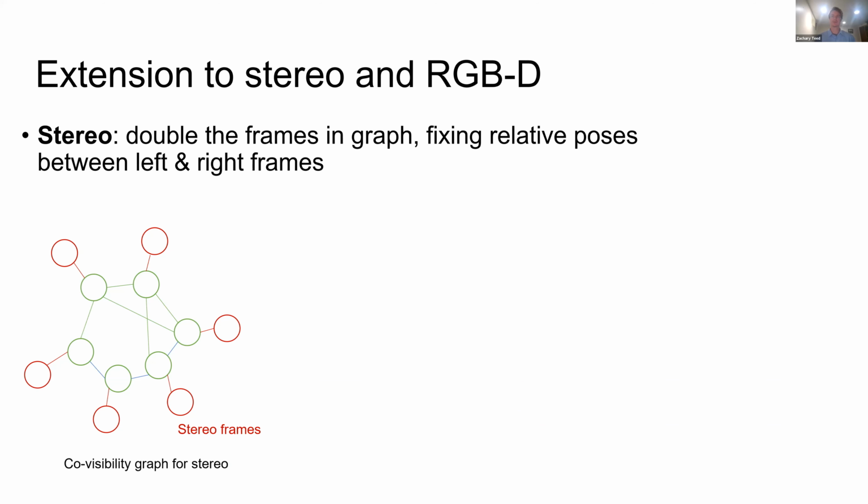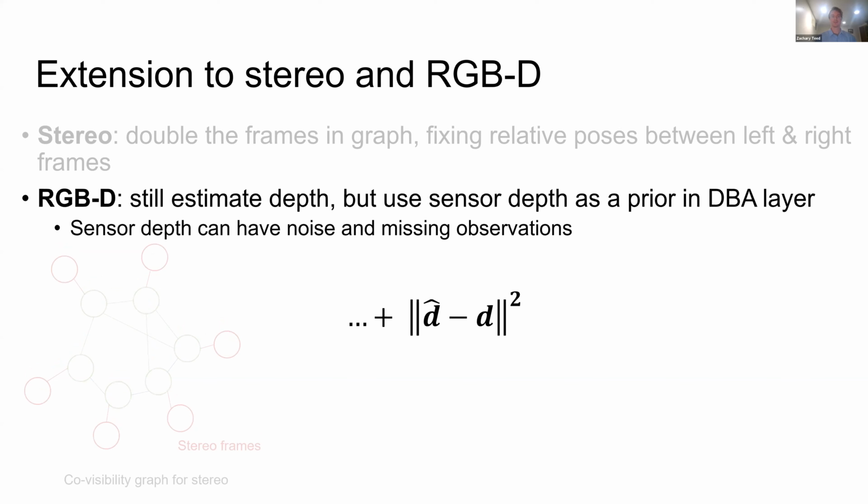And there's a simple extension of this algorithm to stereo and RGB-D frames. For stereo, we simply double the number of frames in the graph, and we can simply fix the relative pose between the left and the right frame. For RGB-D, we still estimate depth. So depth is still a variable in our optimization problem, but we use sensor depth as a prior in the dense bundle adjustment layer. So all we have to do is just add an additional term saying that we want our predicted depth to be close to the sensor depth in regions where the sensor depth gives us a measurement.